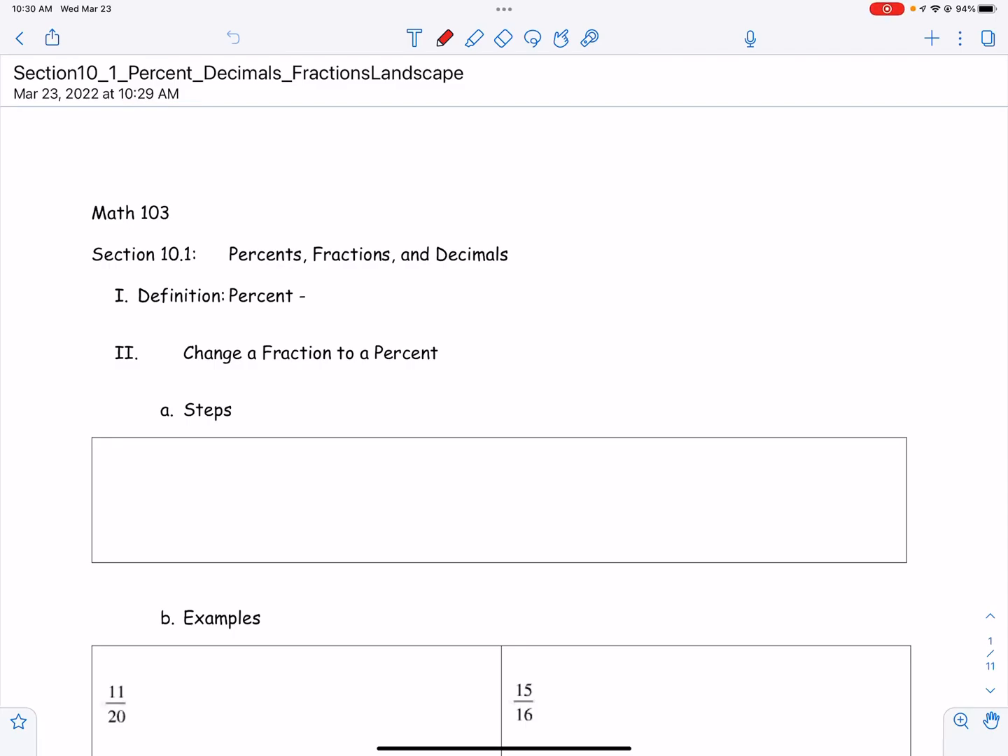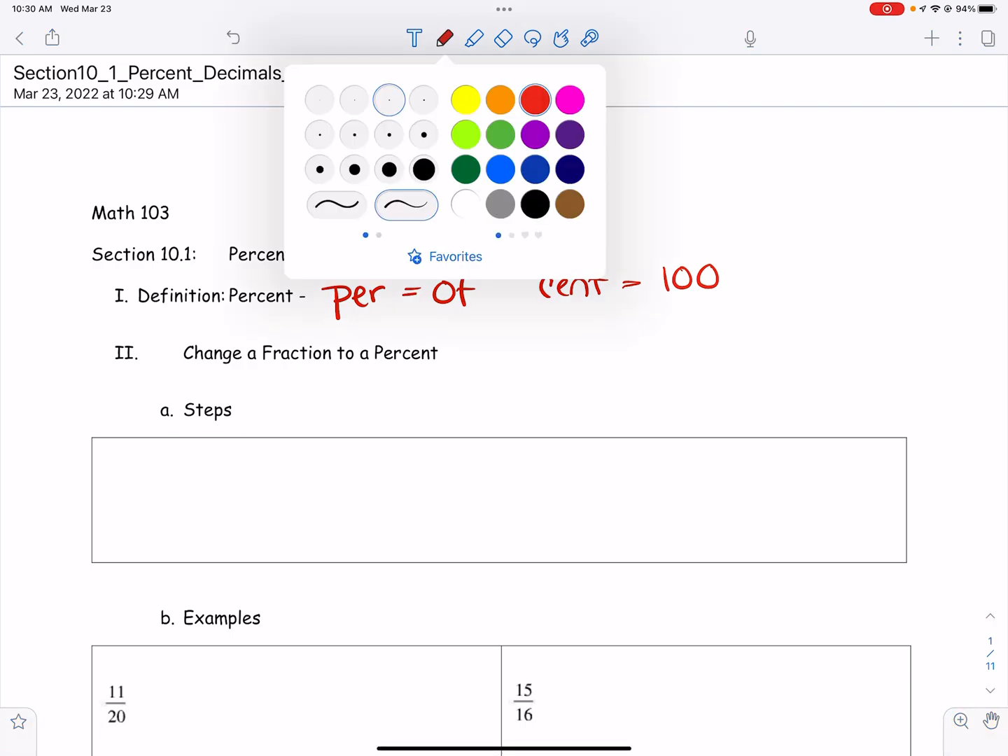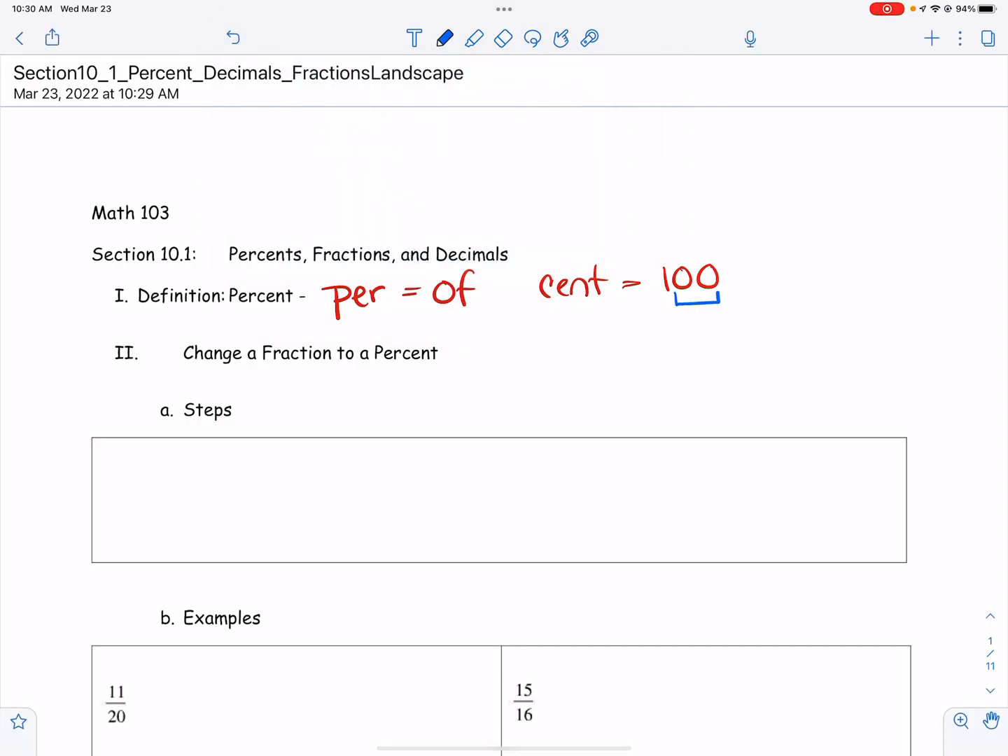All right, this is 10.1 in Math 103, and we're going to be talking about percents, fractions, and decimals. So the definition of a percent is broken up into two parts of the word: per, meaning of, and cent, meaning 100. So when I talk about percent, I'm thinking of 100. And these two zeros at the end of 100 are significant, which means we're going to be moving two places to the left or right, depending on what we're converting, okay?